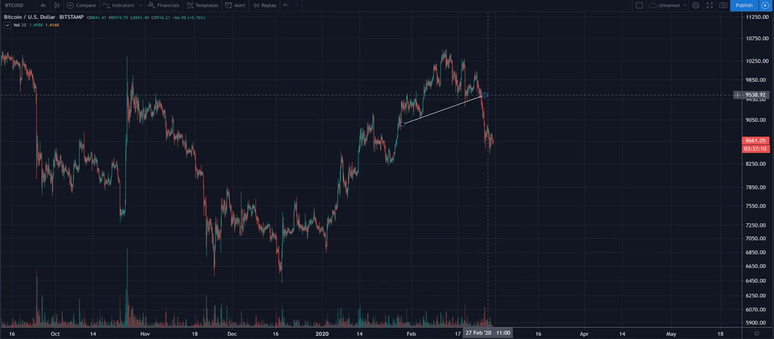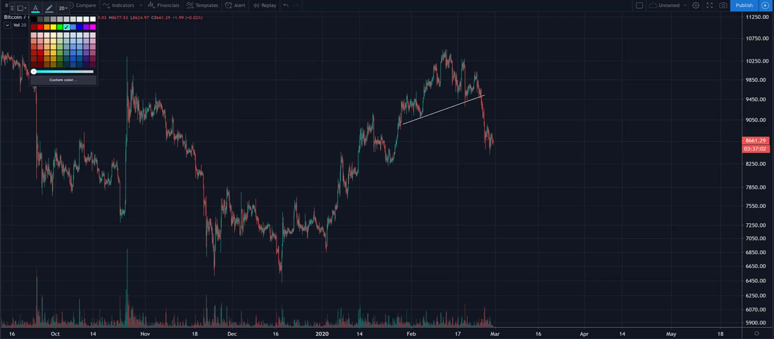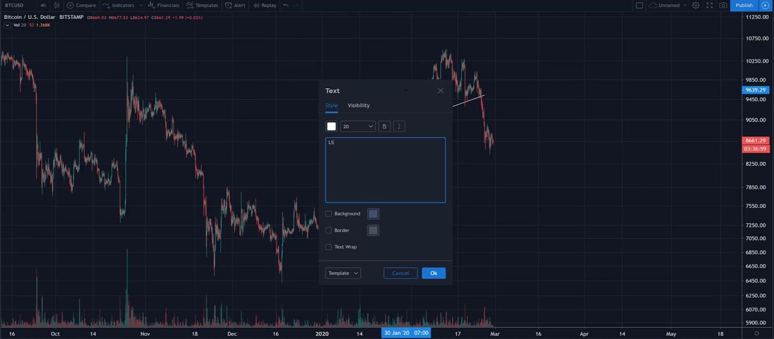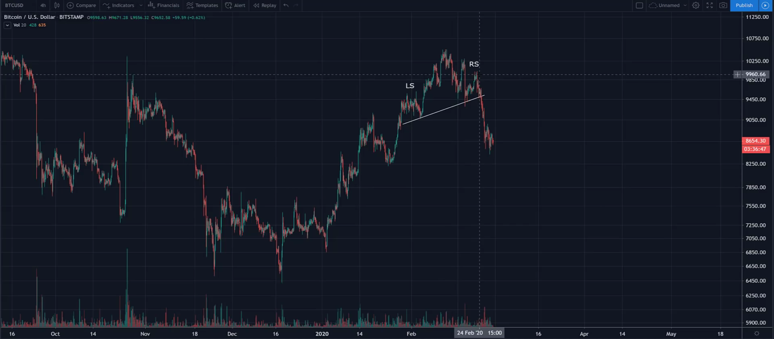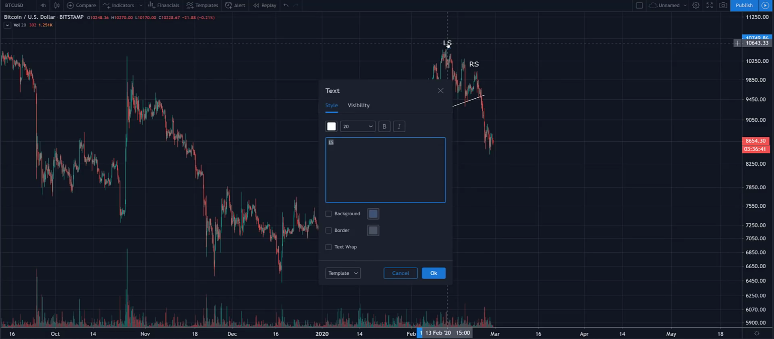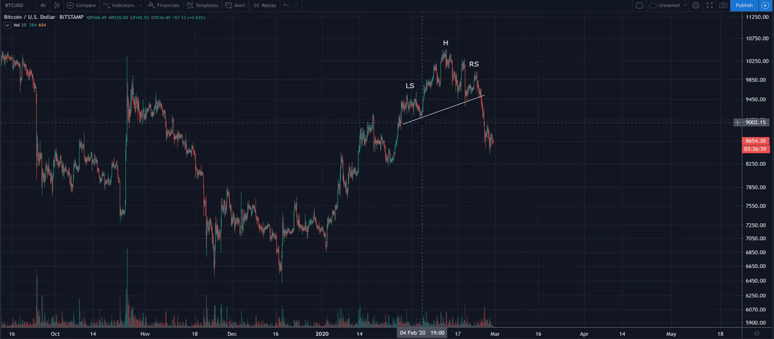The neckline is clearly prominent, and the proportion of the left shoulder and right shoulder isn't the best, but that is not the objective. The apparent clarity of the left and right shoulders, along with the head, is quite clear. So we have a head and shoulders that is confirmed.